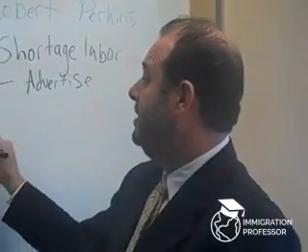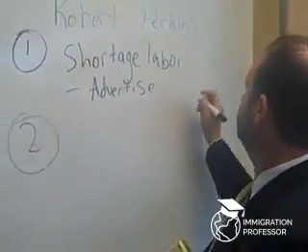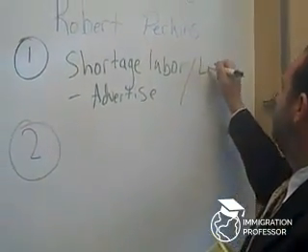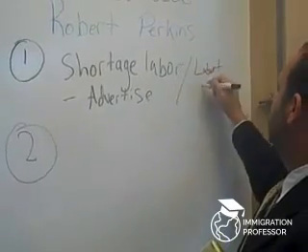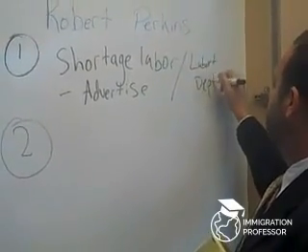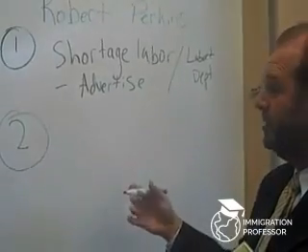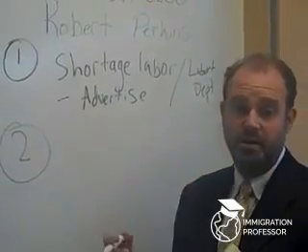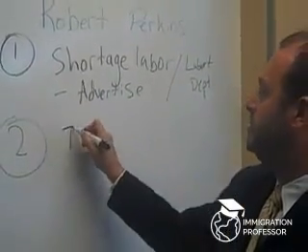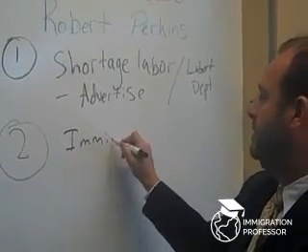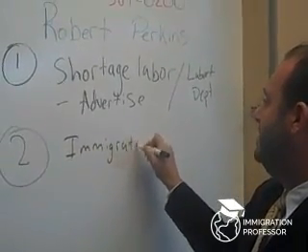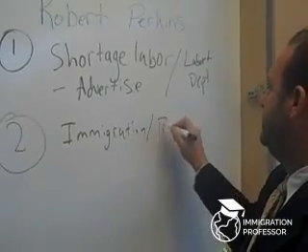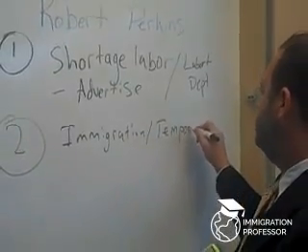That's done with the Labor Department. And hopefully they agree with you that there's a shortage, and they certify that there is a shortage. So that's step one. Step two is to go to immigration, and you have to show that that need is temporary. What do they mean by temporary?